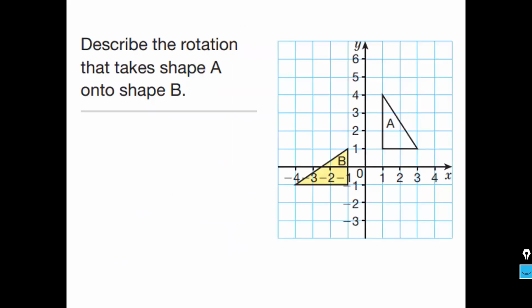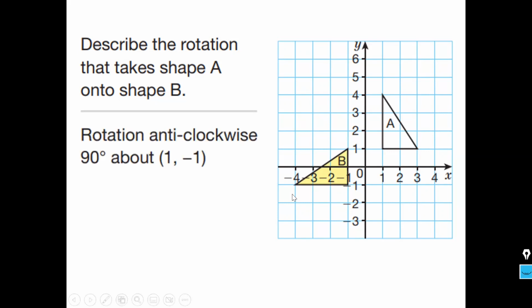Now the question arises: describe the rotation that takes shape A onto shape B. So A takes the shape B, we check what is the center of rotation for it. So the rotation is anti-clockwise about (1, -1). Now we know how it is (1, -1). If you look here, 1 is on the x-axis and -1 is on the y-axis. So it is (1, -1).